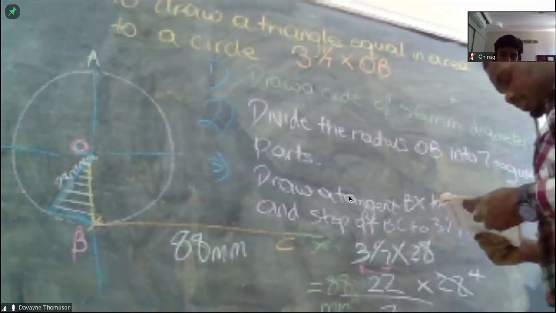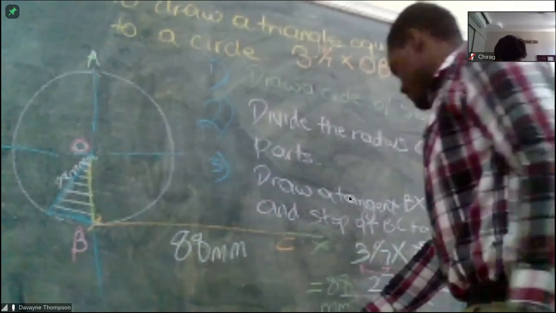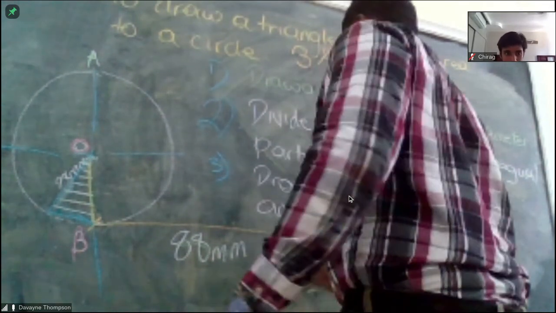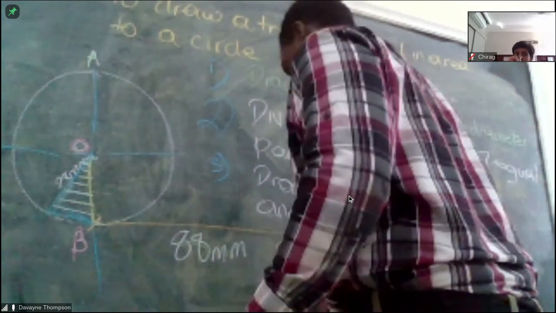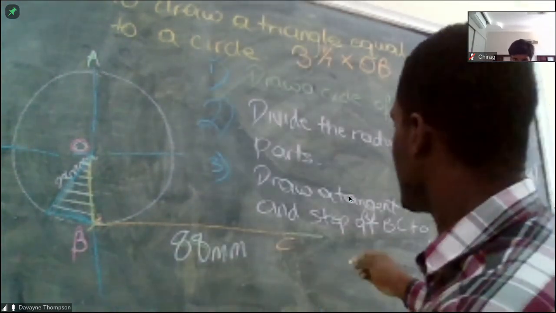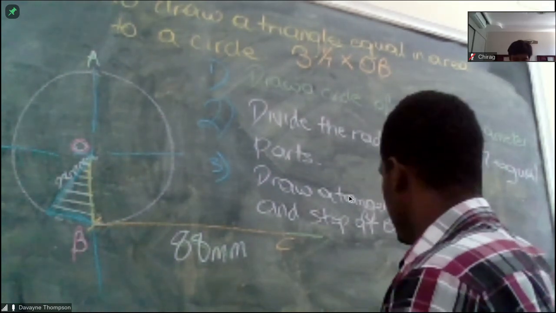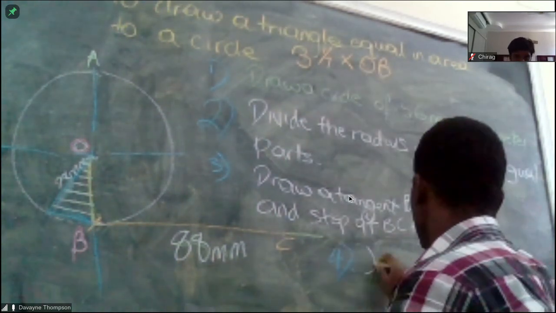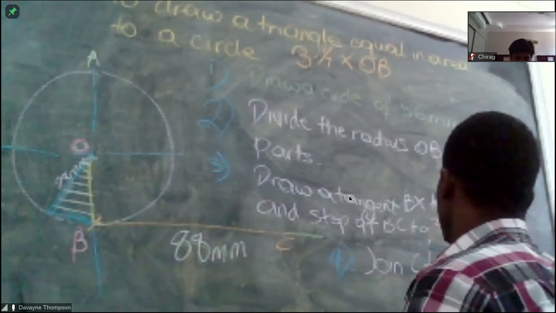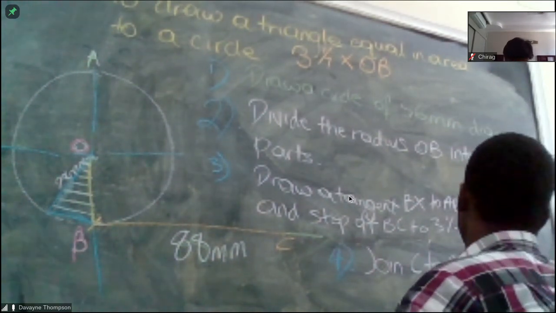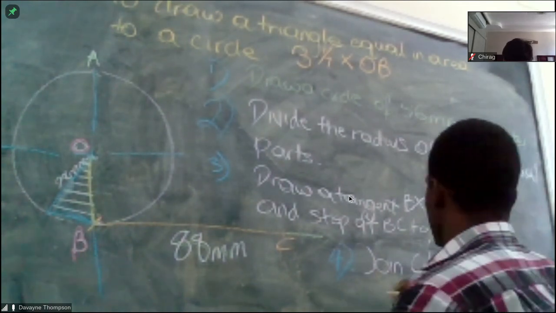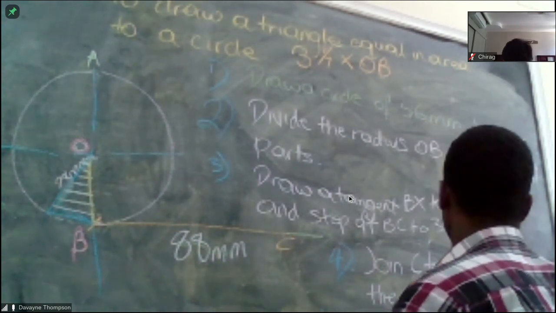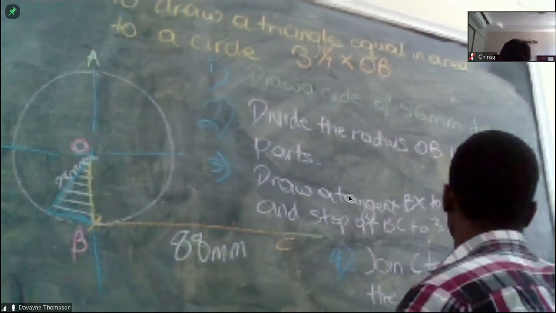Step 4 is very easy. Step 4 says, join C to A and form the given triangle. Okay?